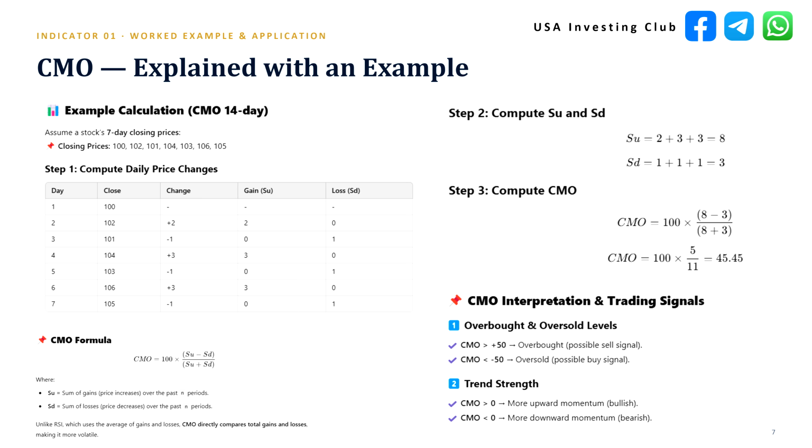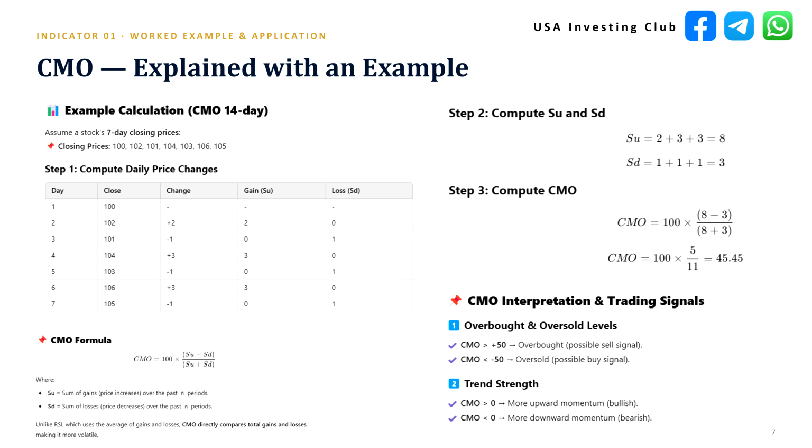Step 2. Sum the gains and the losses separately. So, the sum of gains equals 2 plus 3 plus 3, which is 8. The sum of losses equals 1 plus 1 plus 1, which is 3. Step 3, plug into the CMO formula. CMO equals 100 times the quantity 8 minus 3, divided by the quantity 8 plus 3. That's 100 times 5 over 11, which comes out to 45.45.